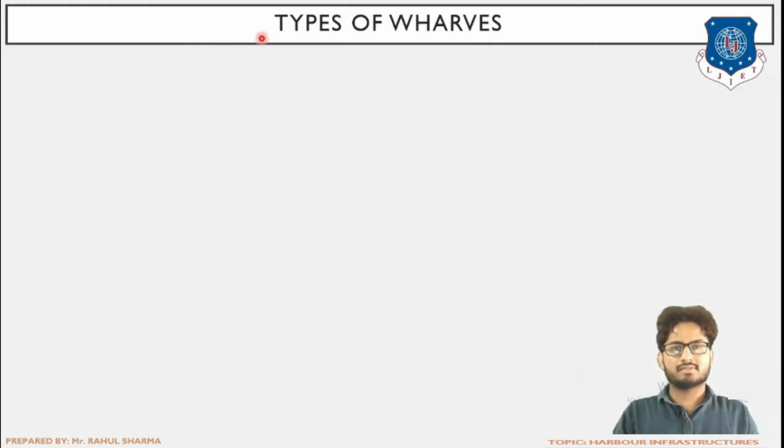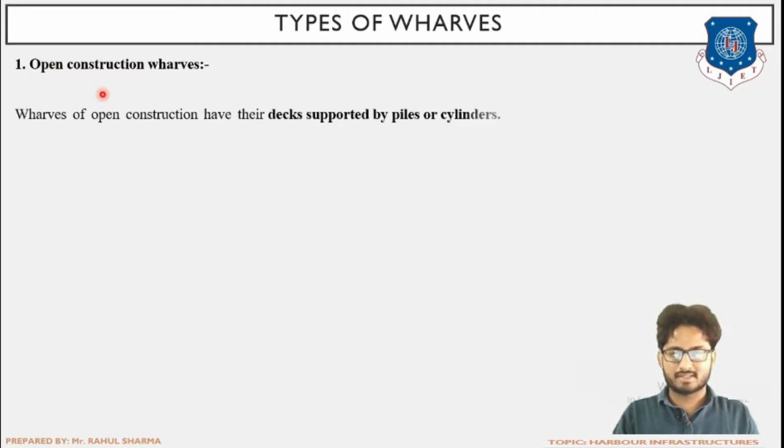Next up in wharf are the types of wharves. So basically there are two types of wharves. First is the open construction wharf, and second is the solid type wharf. So first of all, let us see the open construction wharf. Basically, as the words used are open construction, here there will be a gap or space amongst the components which have been used for constructing the wharf. So as the word open construction has been used, there will be some gap or space.